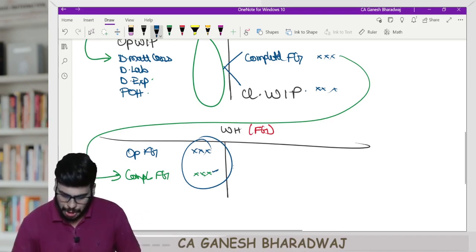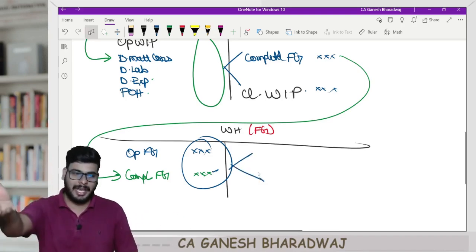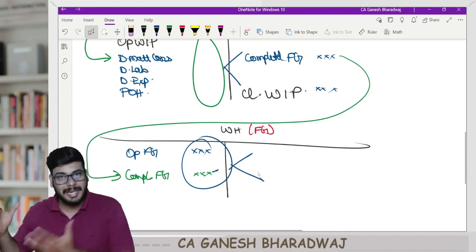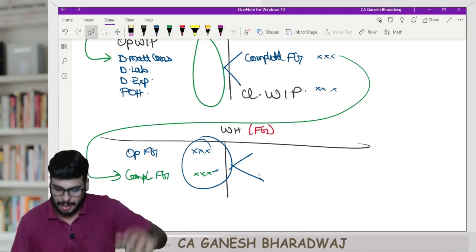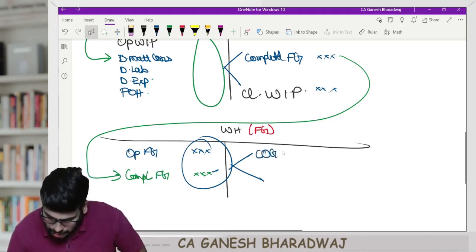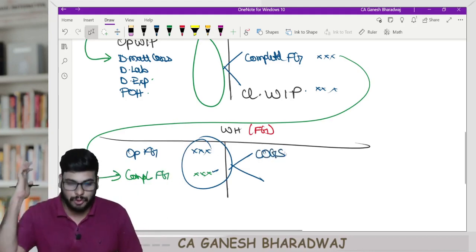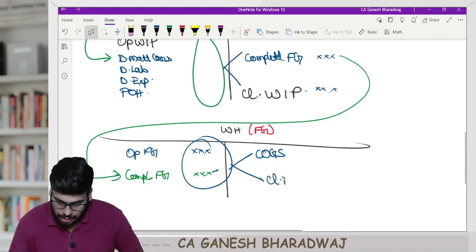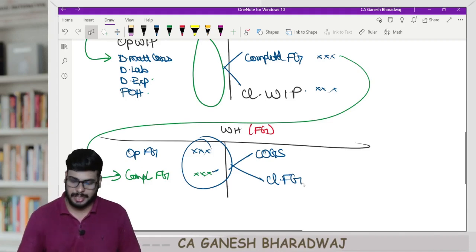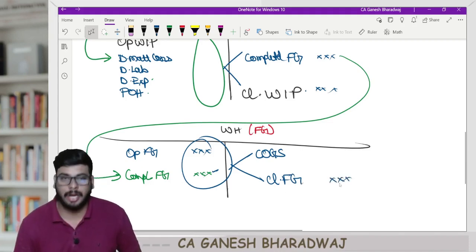Now out of this, some units you can sell, and some units will remain as a closing stock of FG. The units that you sell are called COGS, which is nothing but cost of goods sold, while the units that remain unsold are called closing FG. Are you clear with this, guys? So this is how it looks.